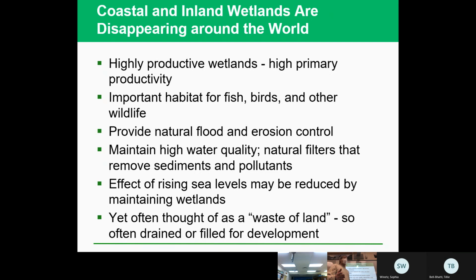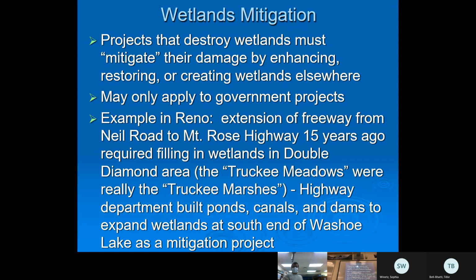So they provide nesting habitat for some animals. They provide food for other animals. Important habitat roles of wetlands. Sometimes people mitigate damage to wetlands, which means that they can destroy one region, but then their permit that allows them to destroy those wetlands means they have to create or enhance a wetland elsewhere.